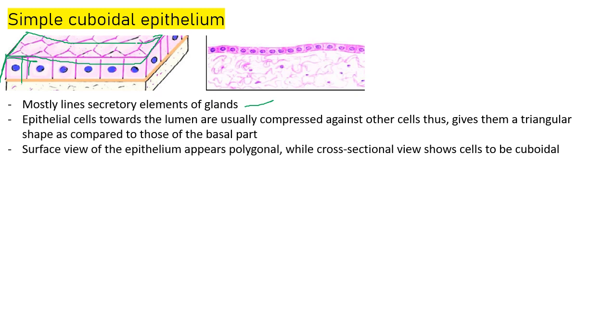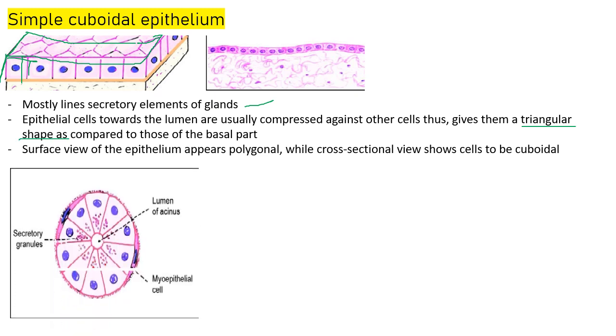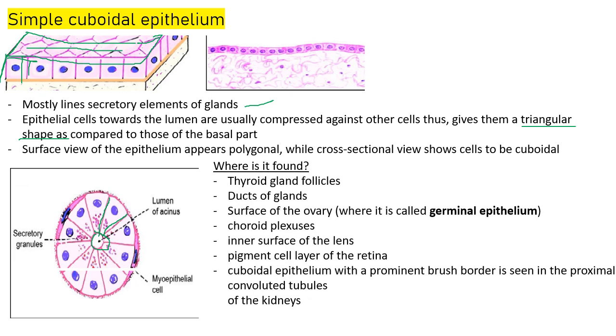The cells towards the lumen are compressed against each other, hence they form a triangular shape. I'm going to show you how it looks. This is the lumen, which is the hollow area, and the cells are compressed against each other, something like that, so they appear triangular in shape. The surface view of the epithelium is usually polygonal, as I've already mentioned here.